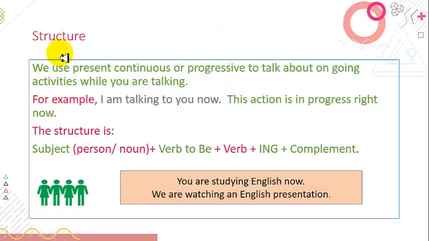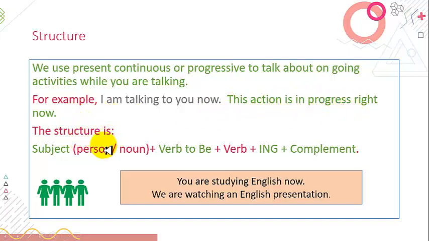First of all, we're going to talk about the structure. We use present continuous or progressive to talk about ongoing activities while you are talking. For example, I am talking to you now. This action is in progress right now.